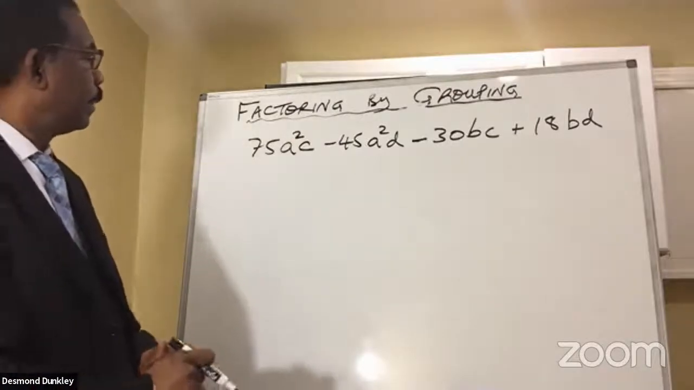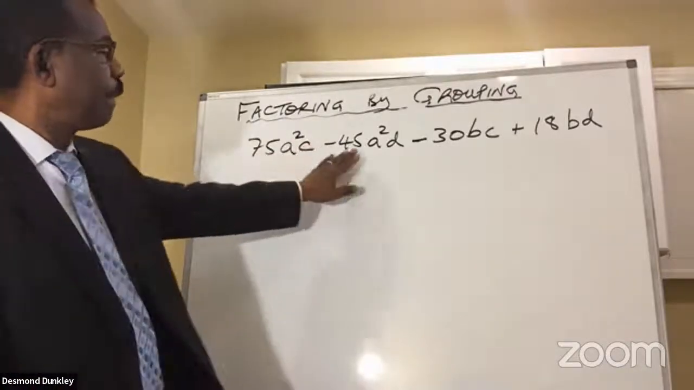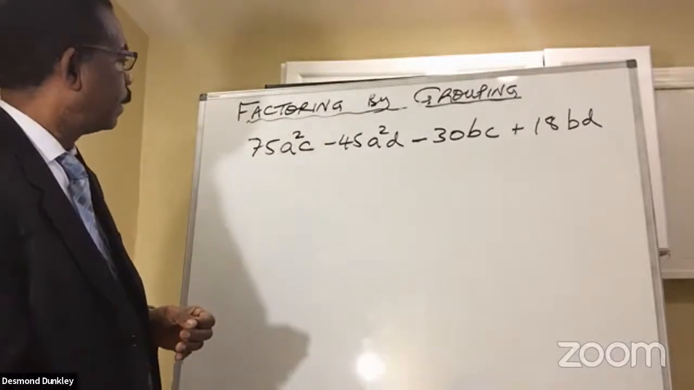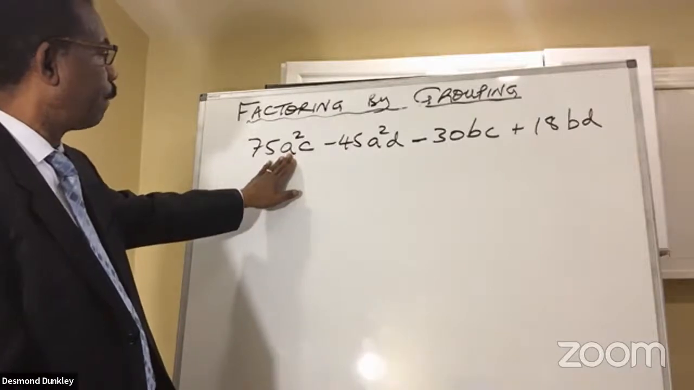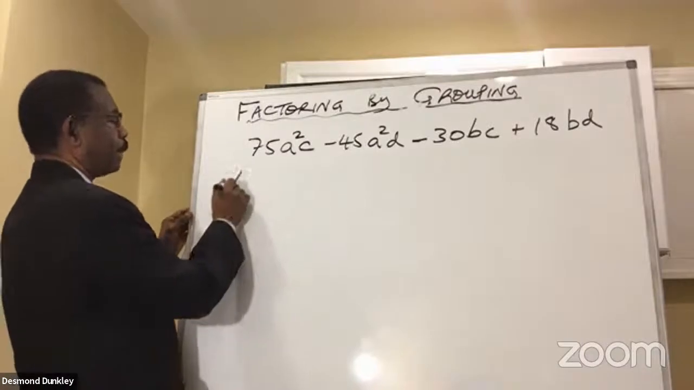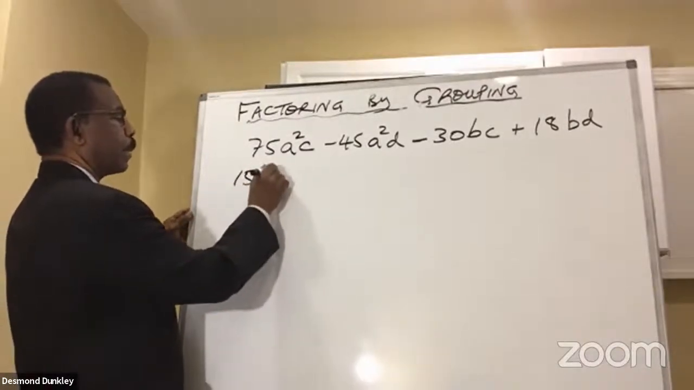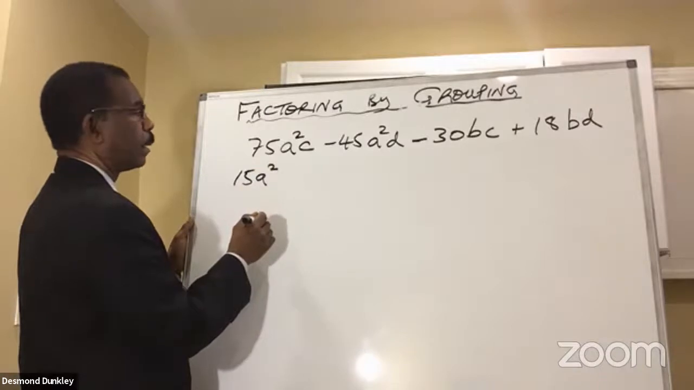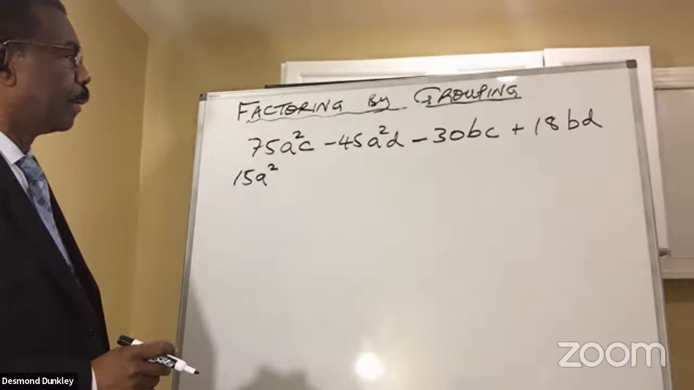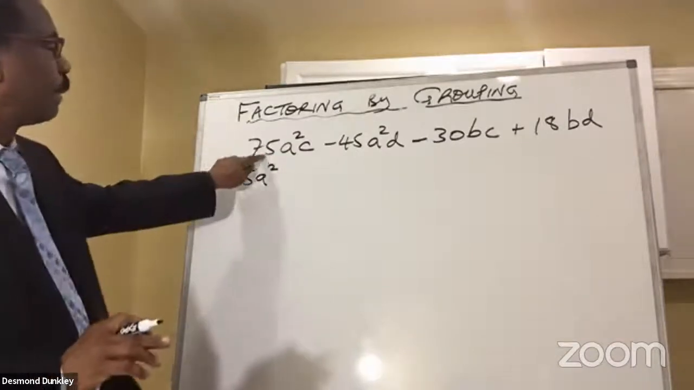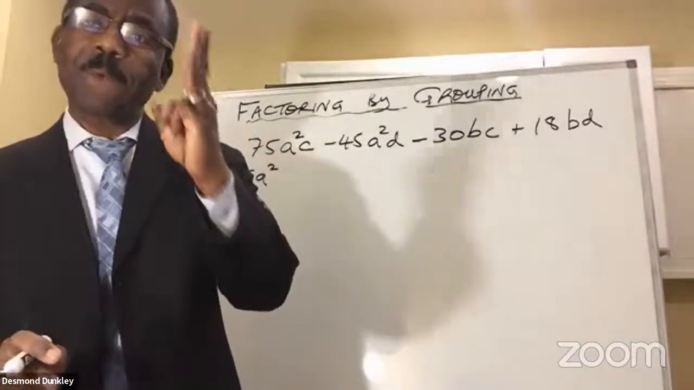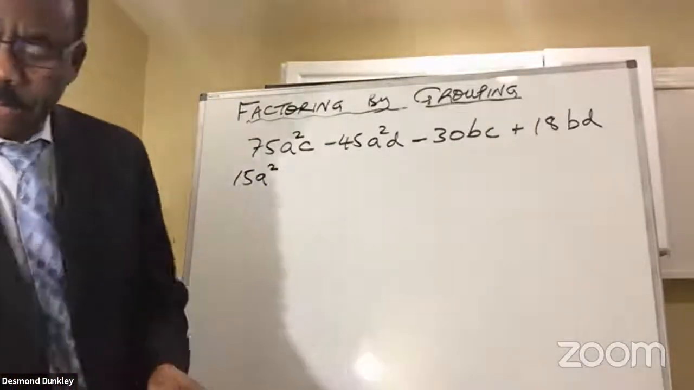What is common? Well, I see 75 and 45. I see we can get 15 out of that. Okay? And we can get the a squared. So 15a squared. Let's try that and see what happens. If we did 15a squared. Wait a minute. I think we have something better. Wait a second. 75, 45, 30, and 18. I see we can factor out a 3 from the very get-go. We can factor out a 3. So let's do that.